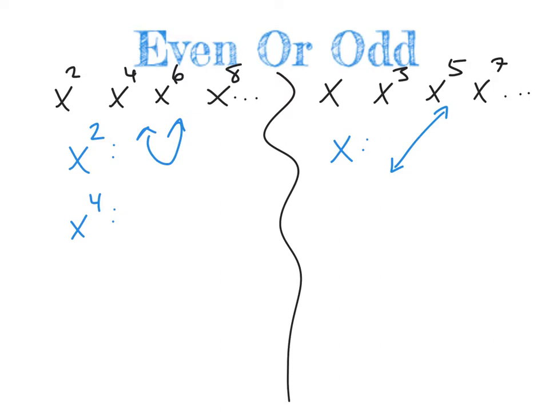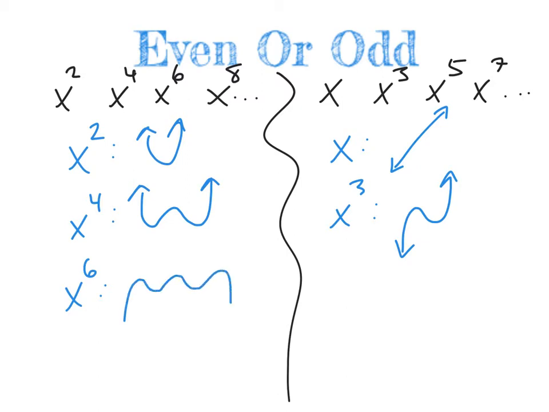Okay, this x to the 4th is going to look something like this, while x cubed will look something like this. On the left, we have x to the 6th, which can look something like this. While x to the 5th will look something like this.